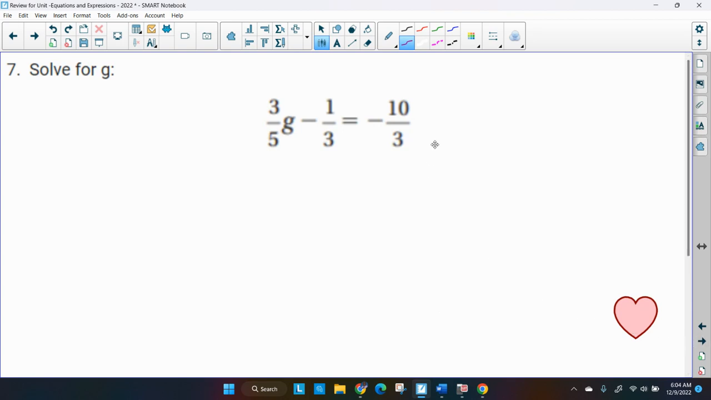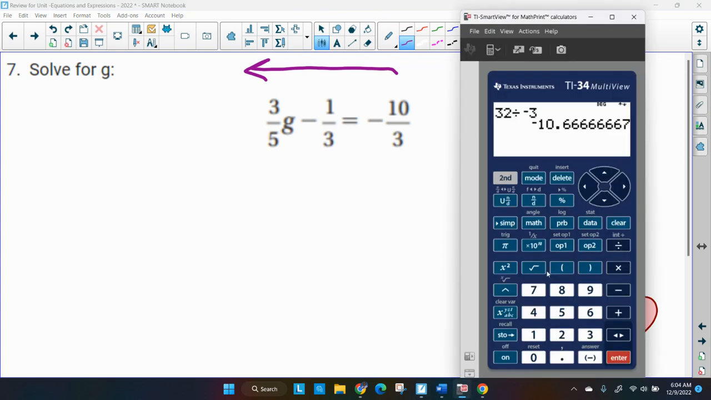We're up to number 7. And we have another equation here. This is where the calculator definitely comes in handy. I'm going to work backwards, doing the opposite, and use my calculator. So I have a negative 10 thirds, and I'm going to put that in my calculator. Let me get my calculator out. Let's clear that. I have a negative 10 thirds.